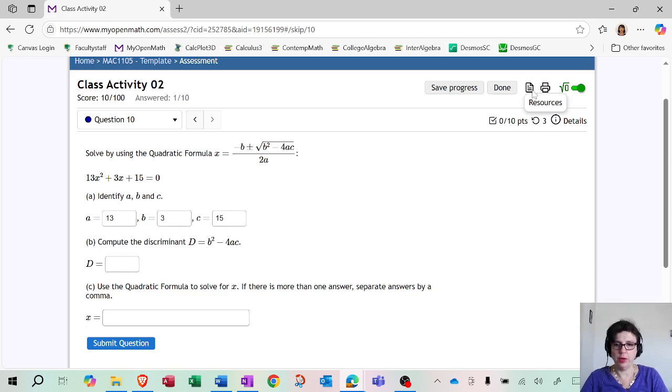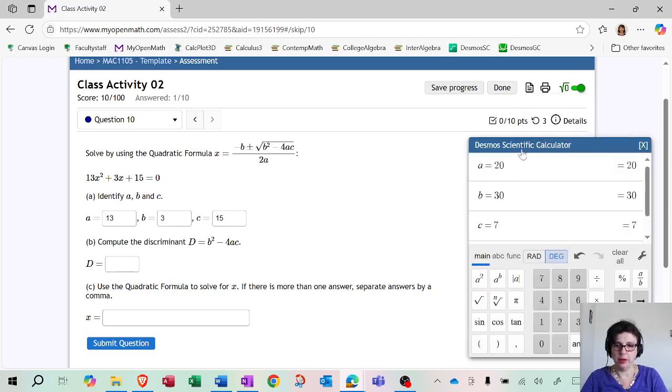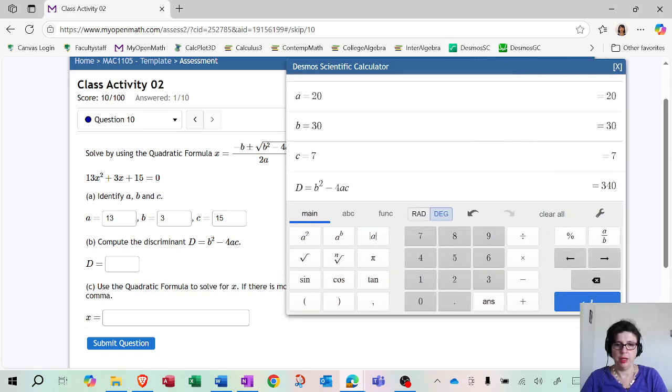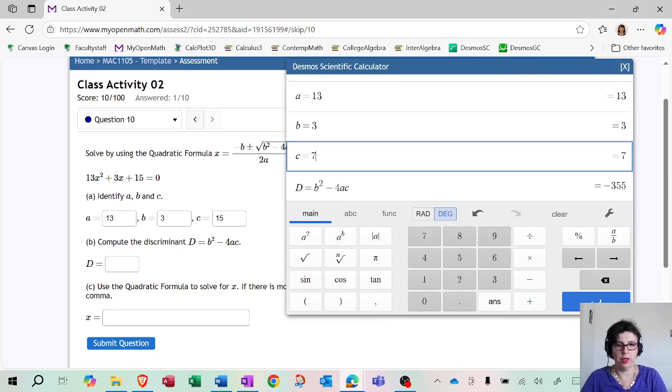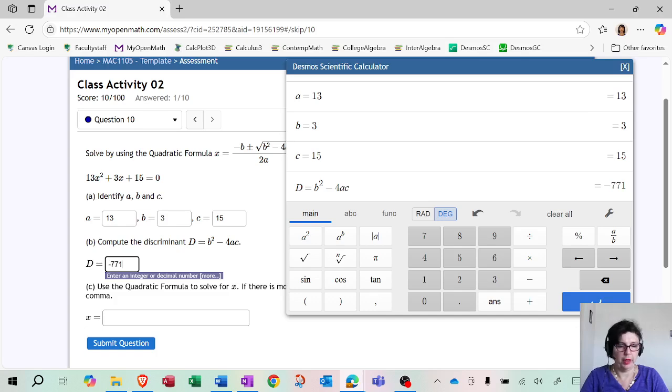All right, so let's go ahead and open up the Desmos calculator here in the resources. I already entered these, so I'm just going to change the numbers. So a equals 13, b equals 3, c equals 15. And then Desmos will automatically display the discriminant b squared minus 4ac. So that will go into this blank. Now, unfortunately, the discriminant is negative. And I say unfortunately because that means that you do not have any real solutions.